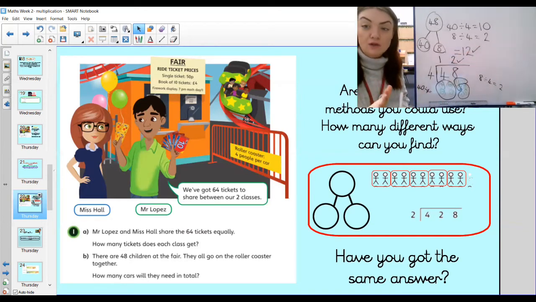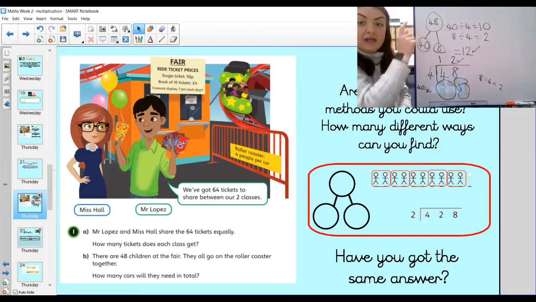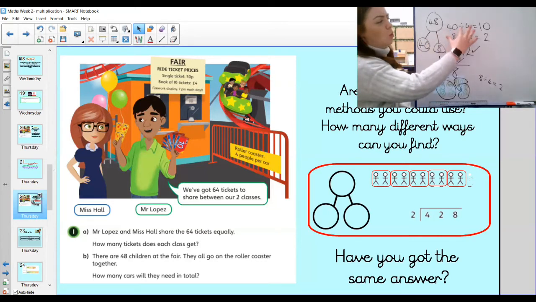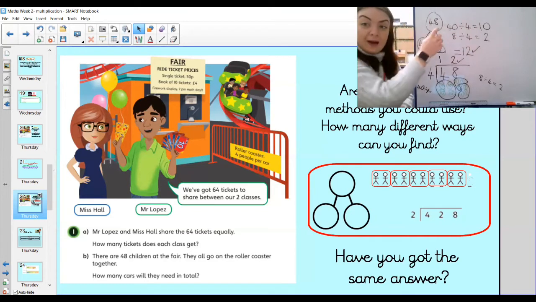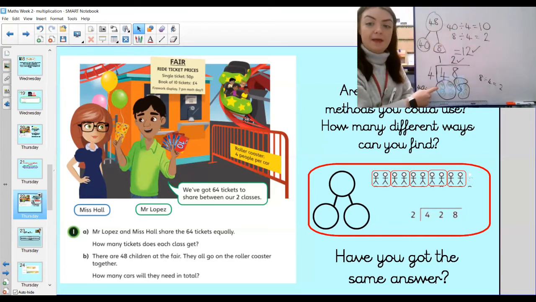Now, just have a pause. Evaluate it, glasses on. Which of these 2 methods do you think is going to be the most efficient method for you to use? I think the quickest and the easiest method, I would personally go with short division. But if you're more comfortable with your partitioning, that's absolutely fine. There's just a little bit more working out, a little bit more brain power needed for this one than there is for this one, because I'm simply just grouping.